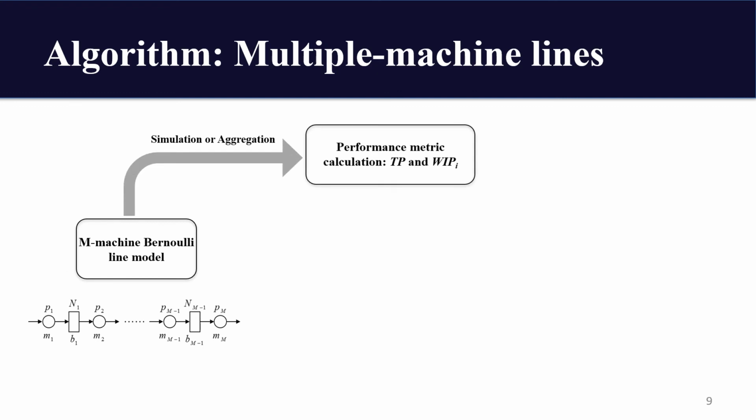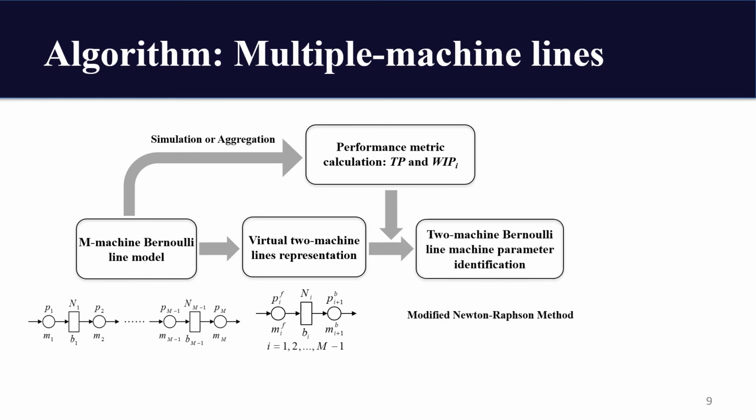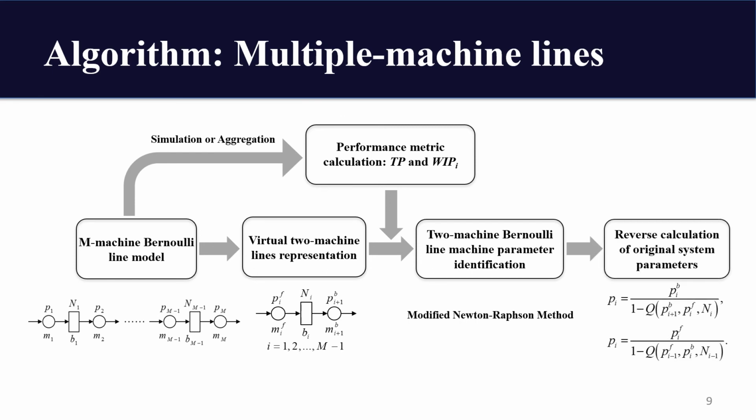At first, we can get the performance metrics by simulation or aggregation from the multiple-machine line. Then we can convert the multiple-machine line to a series of two-machine lines. After that, we can apply the modified Newton-Raphson method to each virtual two-machine line to estimate PiF and PiB. Finally, the parameters of the original machines can be calculated based on the equation. This slide shows the process of parameter identification of a multiple-machine Bernoulli line.